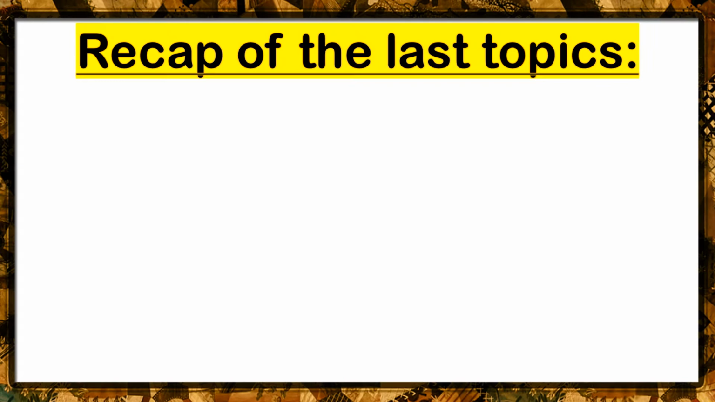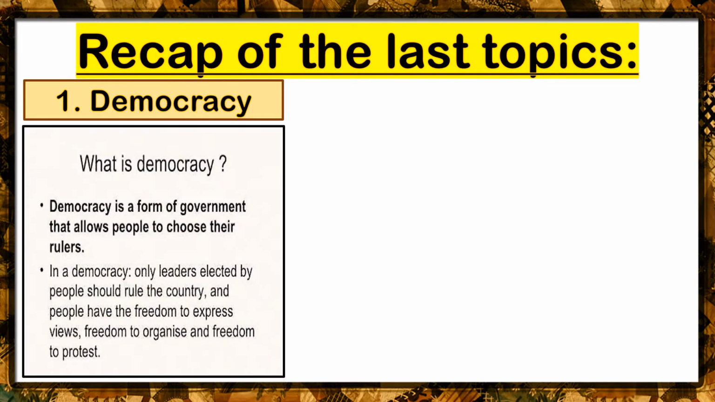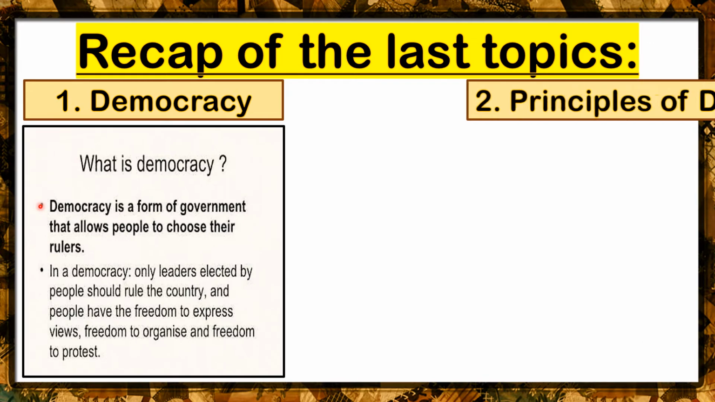Before we proceed with our online learning discussion, let's have a short review or recap of the last topics that we have discussed last week. The first one is democracy. What is democracy? Democracy is a form of government that allows people to choose their rulers. So people can choose, can vote, and can elect the leader that they like, the leader that they think will be the best for the people and for the country.